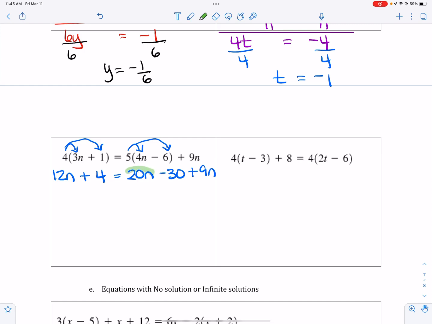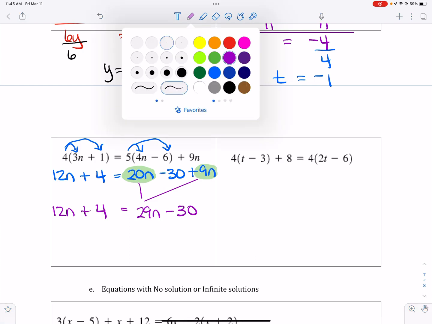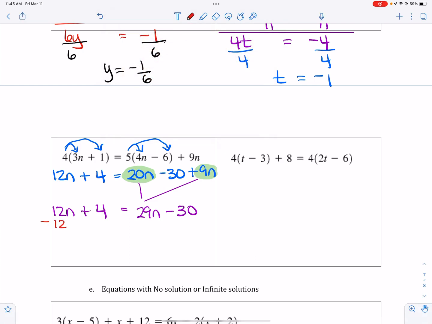Then I'm going to recognize that I have n's on the same side of the equal sign that I must put together. So 20n plus 9n makes 29n minus 30, and then I have the 12n plus 4 over here. I tend to always move the smaller variable. So I'm going to subtract 12n, and that gives me 4 is equal to 17n minus 30.